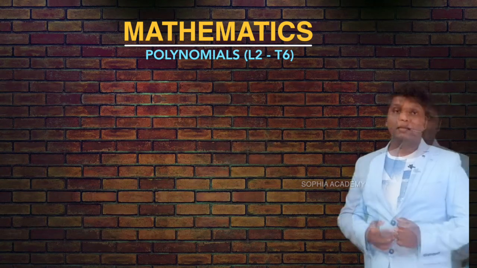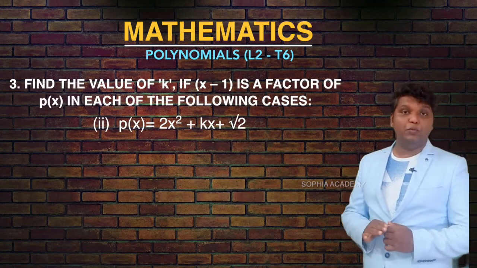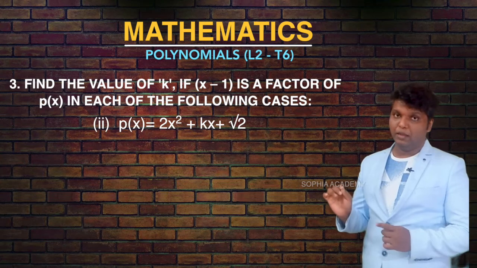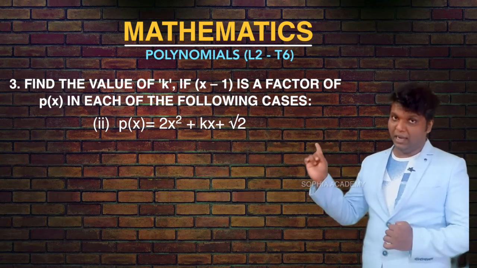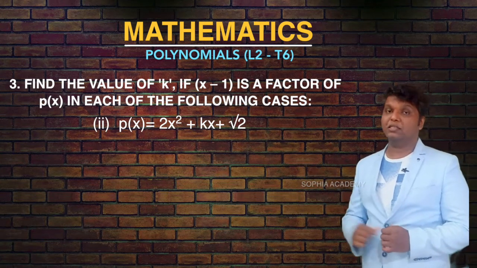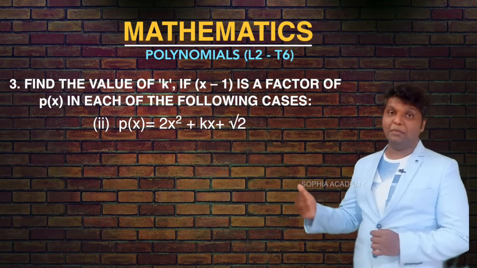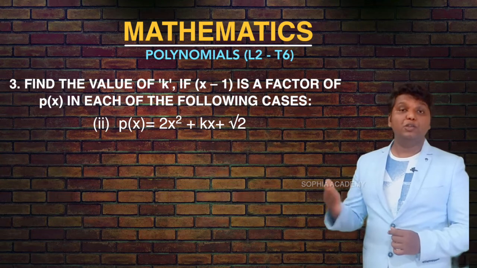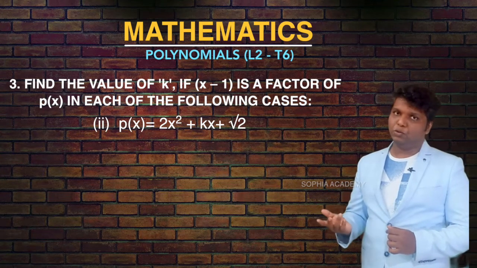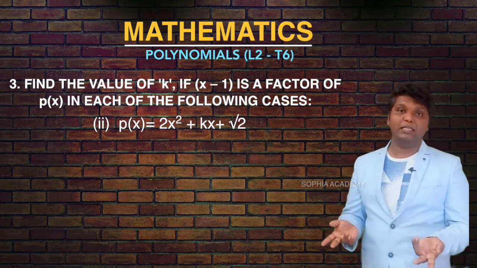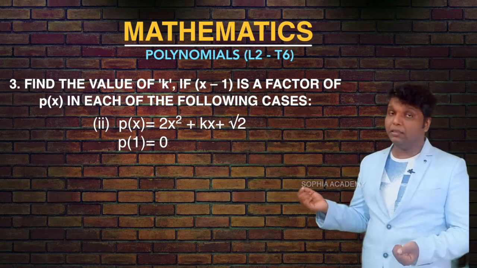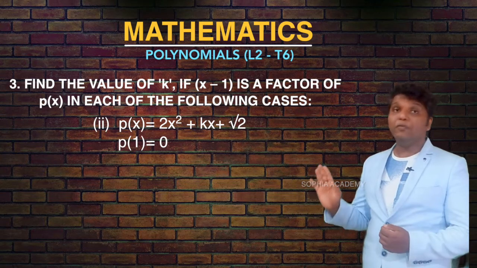Next question. Here p of x is equal to 2x square plus kx plus root 2. In the previous question k was in the last position, now it came in the middle position. That means it came as the coefficient of x. Let us deal with it. So what is our p of x? 2x square plus kx plus root 2. Again we have to find p of 1, right? p of 1 is equal to 0. Already we know that as x minus 1 is a factor, p of 1 is equal to 0.